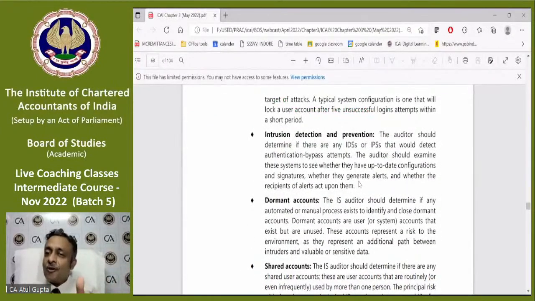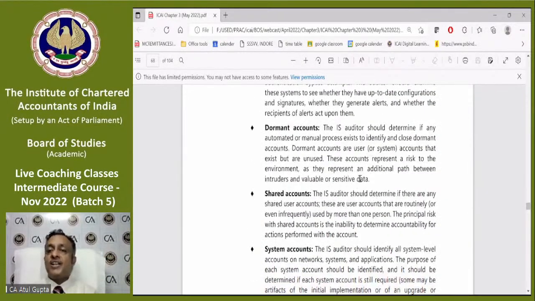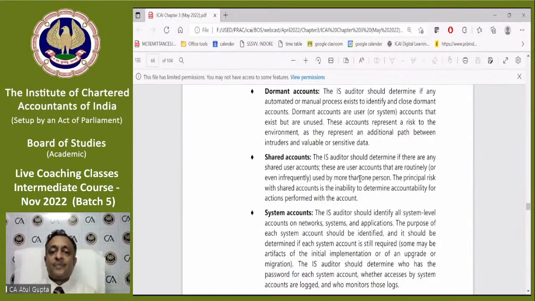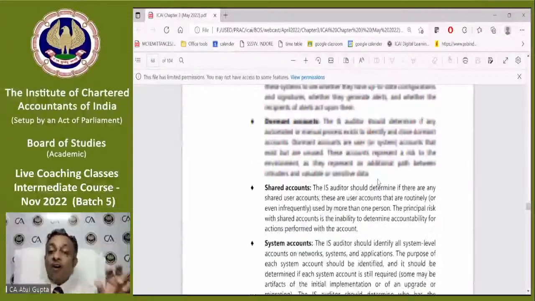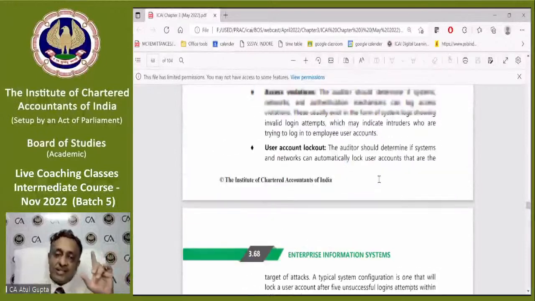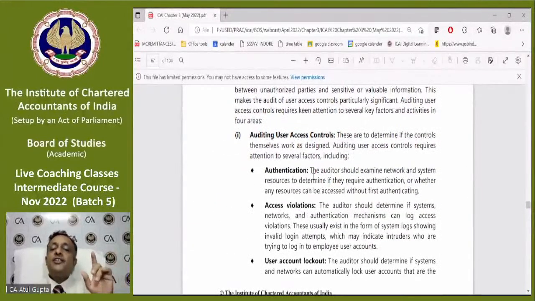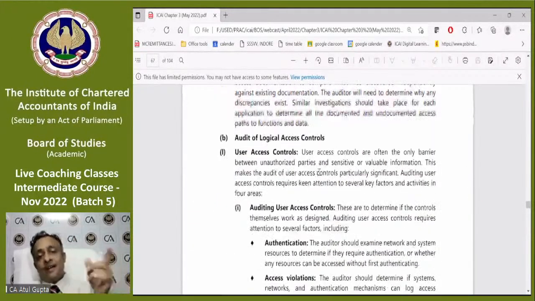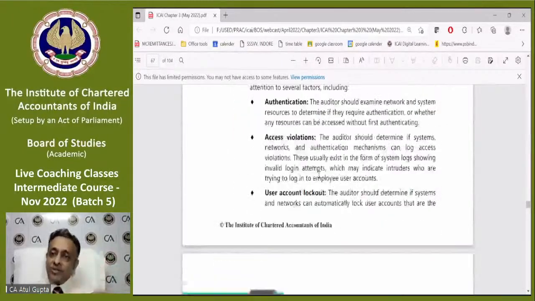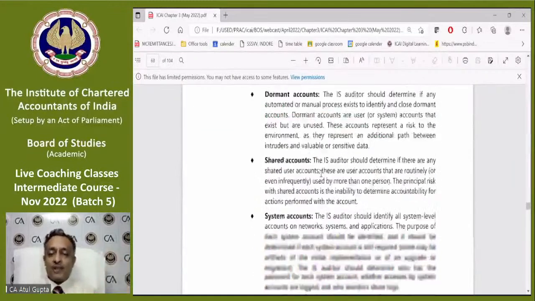Please keep this word dormant account in mind for chapter 5. It is going to come with a lot of intensity. Dormant account. Core banking system, chapter 5. Remember this word. Shared account. Shared means more than one person using. System accounts. How all this is being tracked in the system. First aspect. What was that? Auditing user access control. Within user access control, audit. Then within user access control, second point.